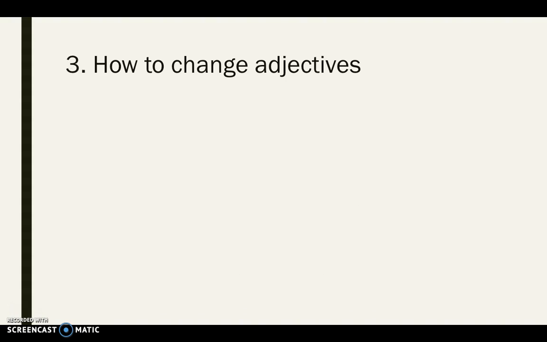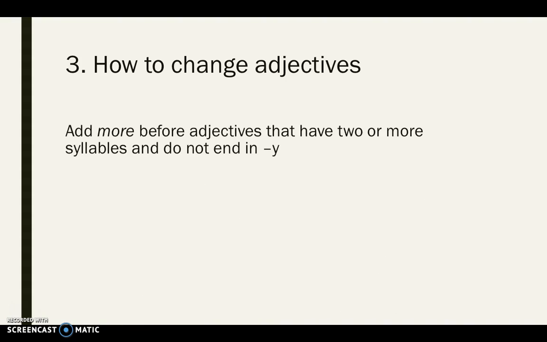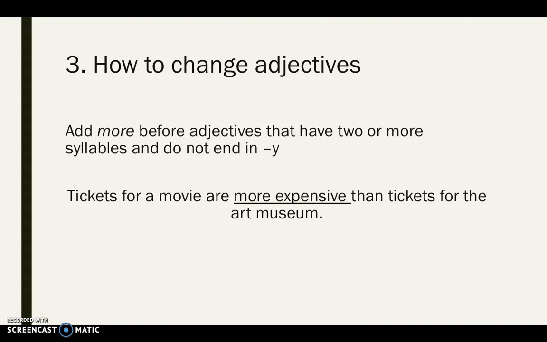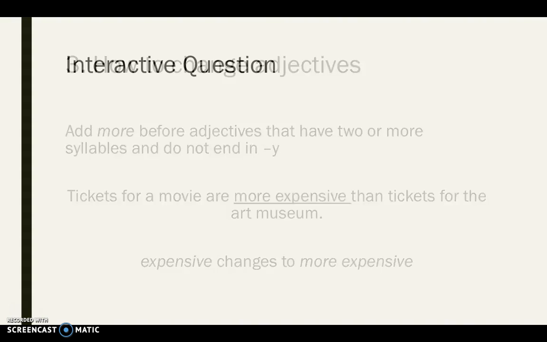And the third way of how to change adjectives, add more before adjectives that have 2 or more syllables and do not end in Y. So, example, tickets for a movie are more expensive than tickets for the art museum. Expensive changes to more expensive. Expensive has more than 2 syllables, and it does not end in Y, so we just add the word more in front of it. It doesn't become expensivier or expensiviest or expensiver. Those aren't words. More expensive.